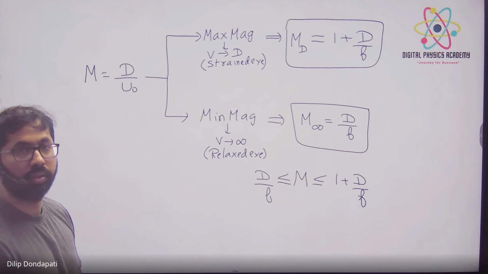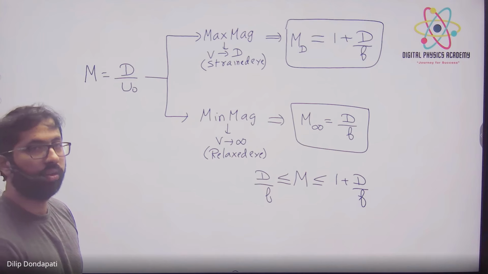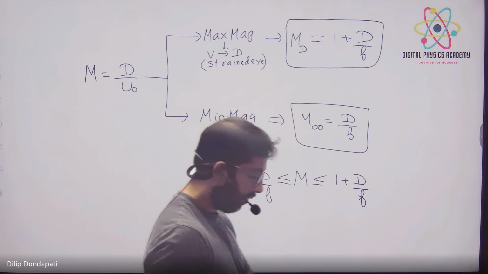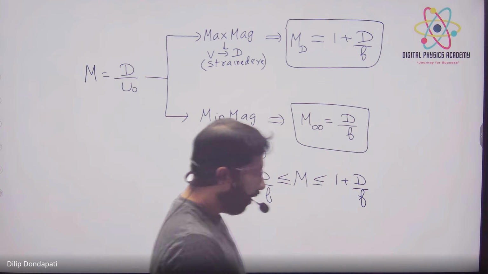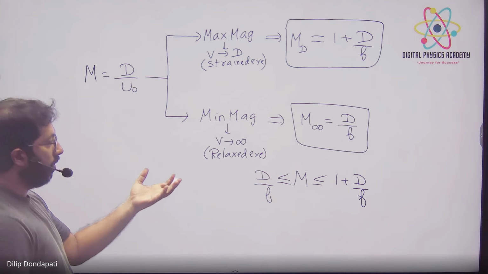We don't put magnification with sign. It will be positive. So we don't put D with sign convention. No need of putting. Right. Okay. Sure. Now I will tell a question, लिख लो.